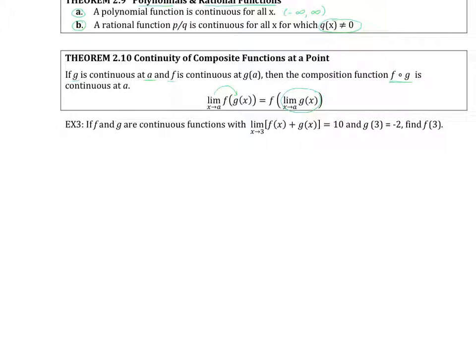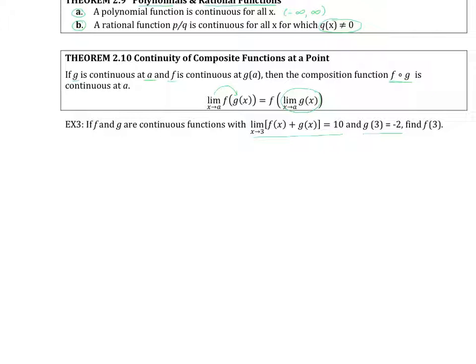In example 3, we're going to kind of put all this stuff together to figure out what f of 3 is. So f and g are continuous, and we know what the limit is. As x goes to 3, the limit of f plus g is going to be 10. And I also know that g of 3 is negative 2. So I'm supposed to find f of 3.